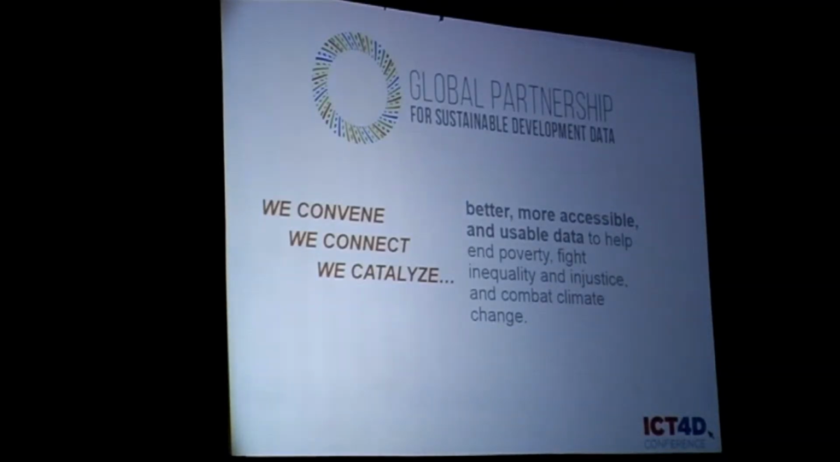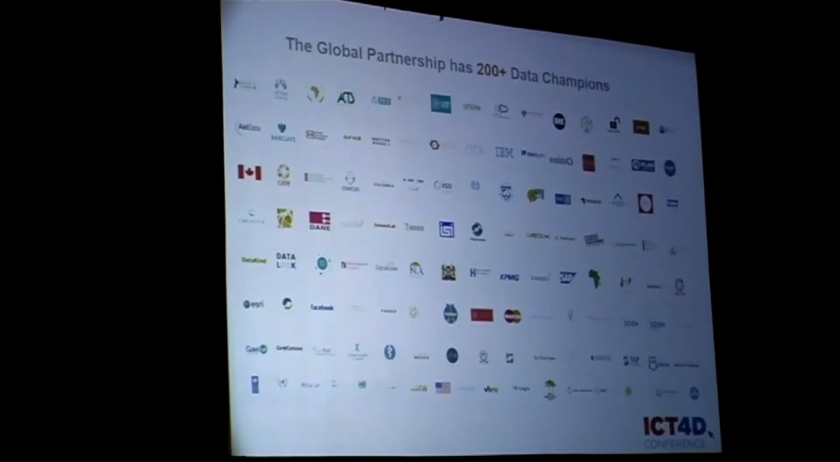So the Global Partnership for Sustainable Development Data was launched in 2015 when the SDGs were adopted. It's housed at the United Nations Foundation, and it's a multi-stakeholder partnership that's really looking to help countries, both at the national and subnational level, achieve against the SDGs. Currently, there's over 200 organizations involved in the partnership across all sectors, bringing in governments, private sector, civil society, academia, and so on.